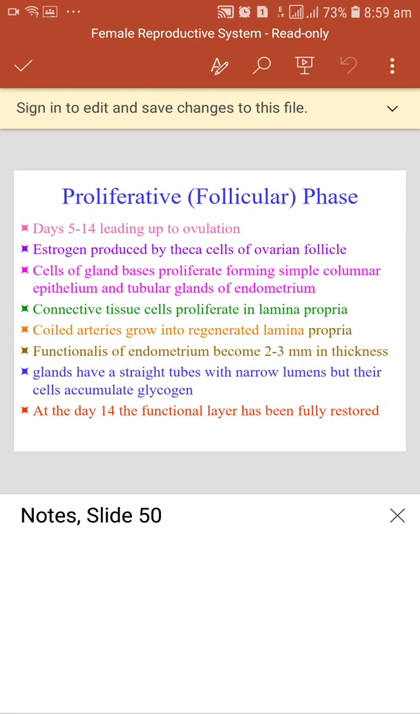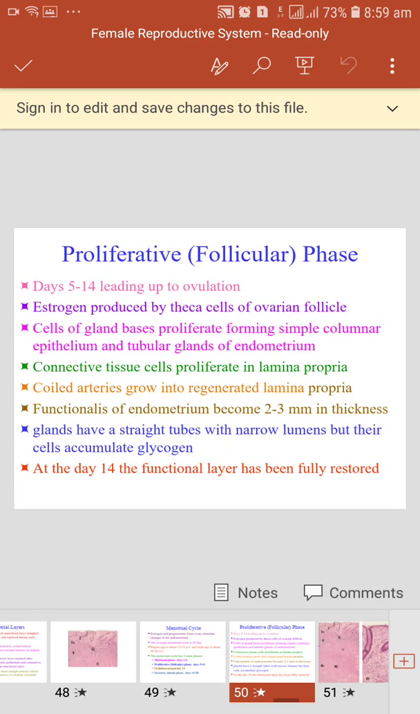Coiled arteries grow into the regenerated lamina propria. The functionalis of the endometrium becomes 2 to 3 millimeters thick, and glands have straight tubes with narrow lumens, but their cells accumulate glycogen. By day 14, the functional layer has been fully restored.